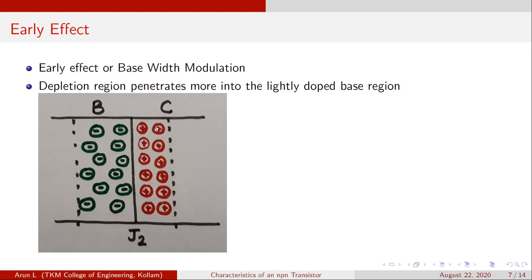Suppose I have 12 positive immobile ions on the n side, then to find 12 negative immobile ions on the p side, I have to go deep into the base region, because the base is lightly doped, the concentration gradient is less. The number of immobile ions on either side of the junction must match. The net space charge must be 0. So to meet that requirement, the depletion region has to penetrate deeper into the lightly doped base region. That is why this base width modulation occurs when we reverse bias the collector base junction.